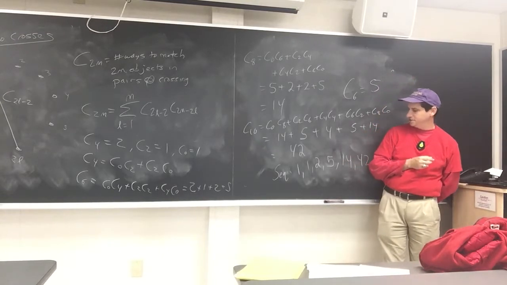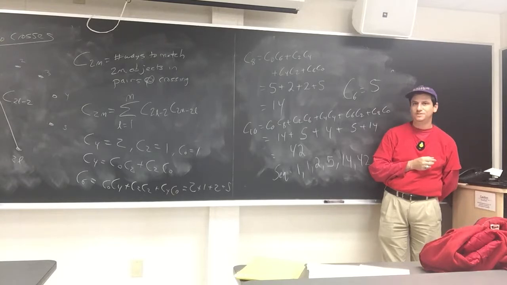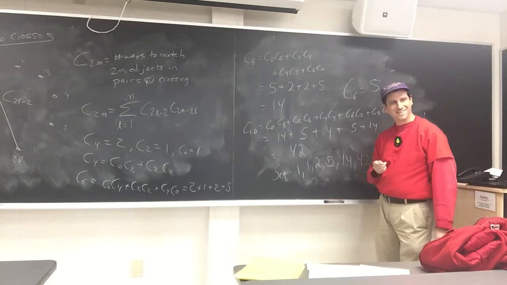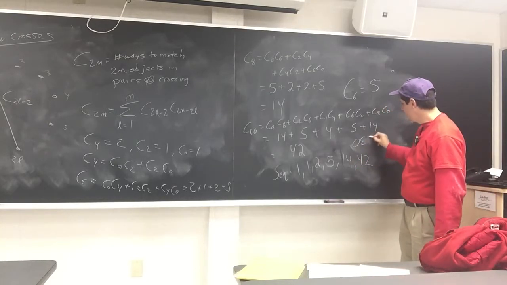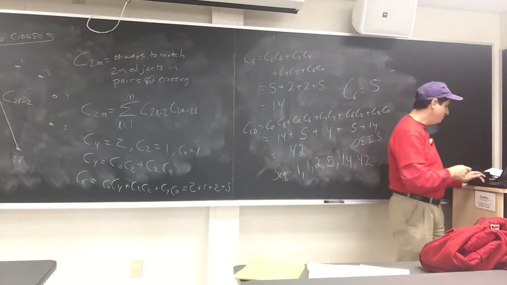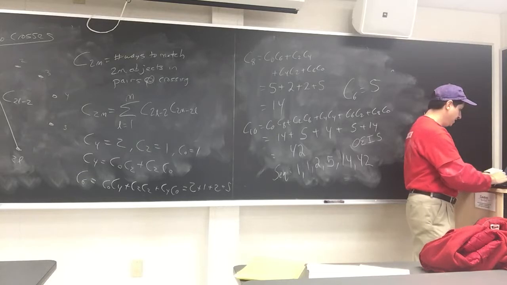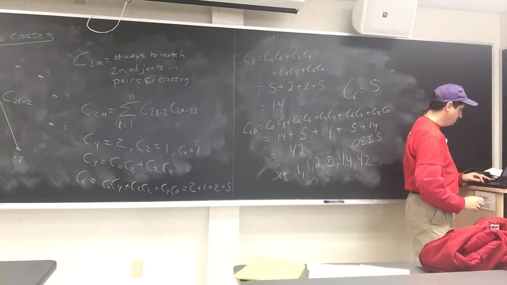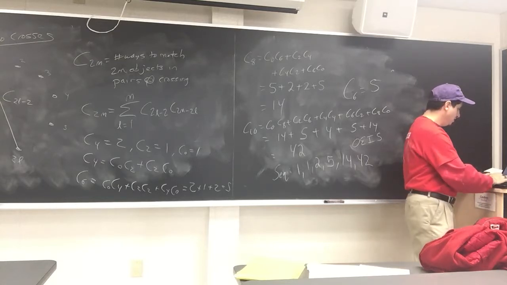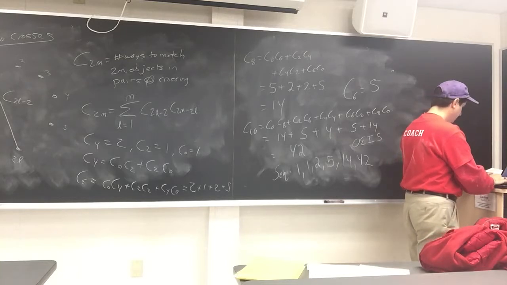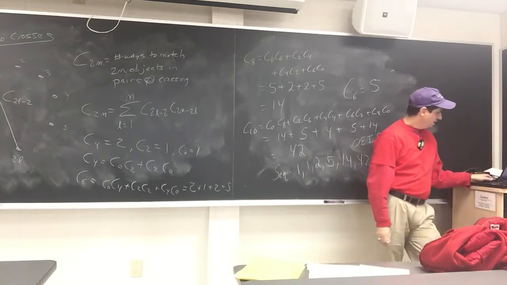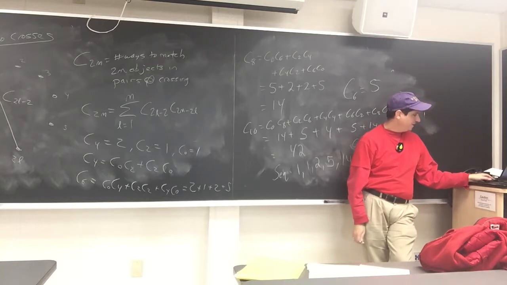Does anybody recognize that sequence? 1, 1, 2, 5, 14, 42. What should you do for the sequence? I don't know if I've ever mentioned this in this class, but I have mentioned this in other classes. Look on the online encyclopedia of integer sequences, right? I coincidentally have a computer that's already loaded. Okay, so I'm going to enter the first few terms. 1, 1, 2, 5, 14, 42. It found 58 results.